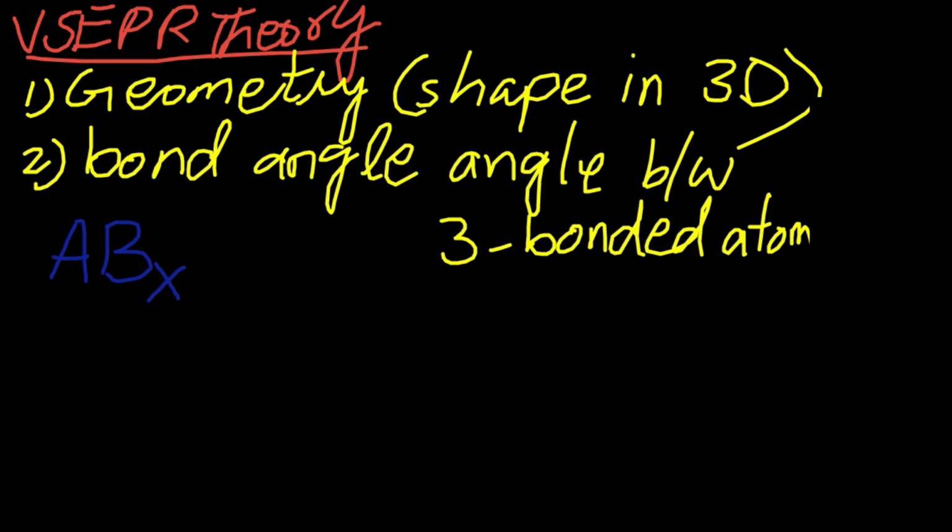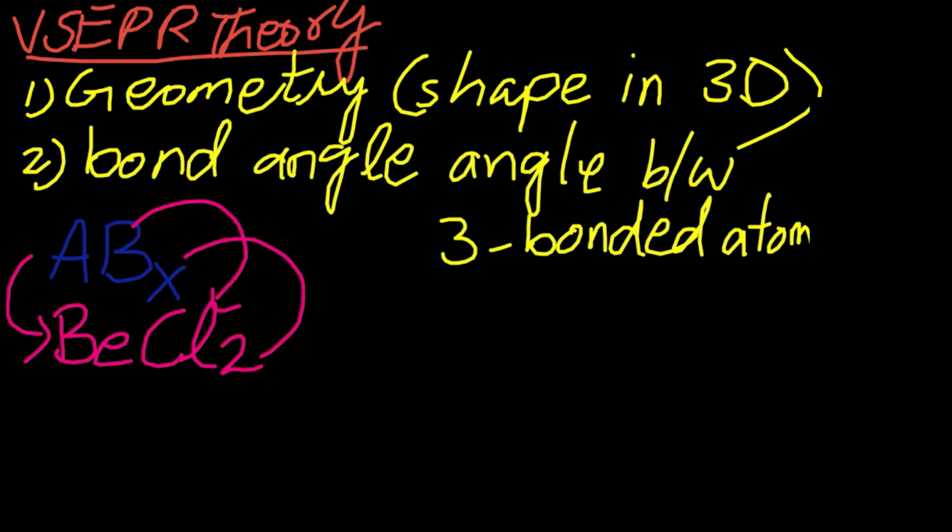Let's consider a real molecule of BeCl2, where beryllium is the central atom and chlorine is the ligand atom, and two chlorine atoms are attached with beryllium atom. So A is beryllium, B is chlorine, and X is 2 in this case. What is the geometry and bond angle of this beryllium chloride molecule? VSEPR theory explains it in detail.